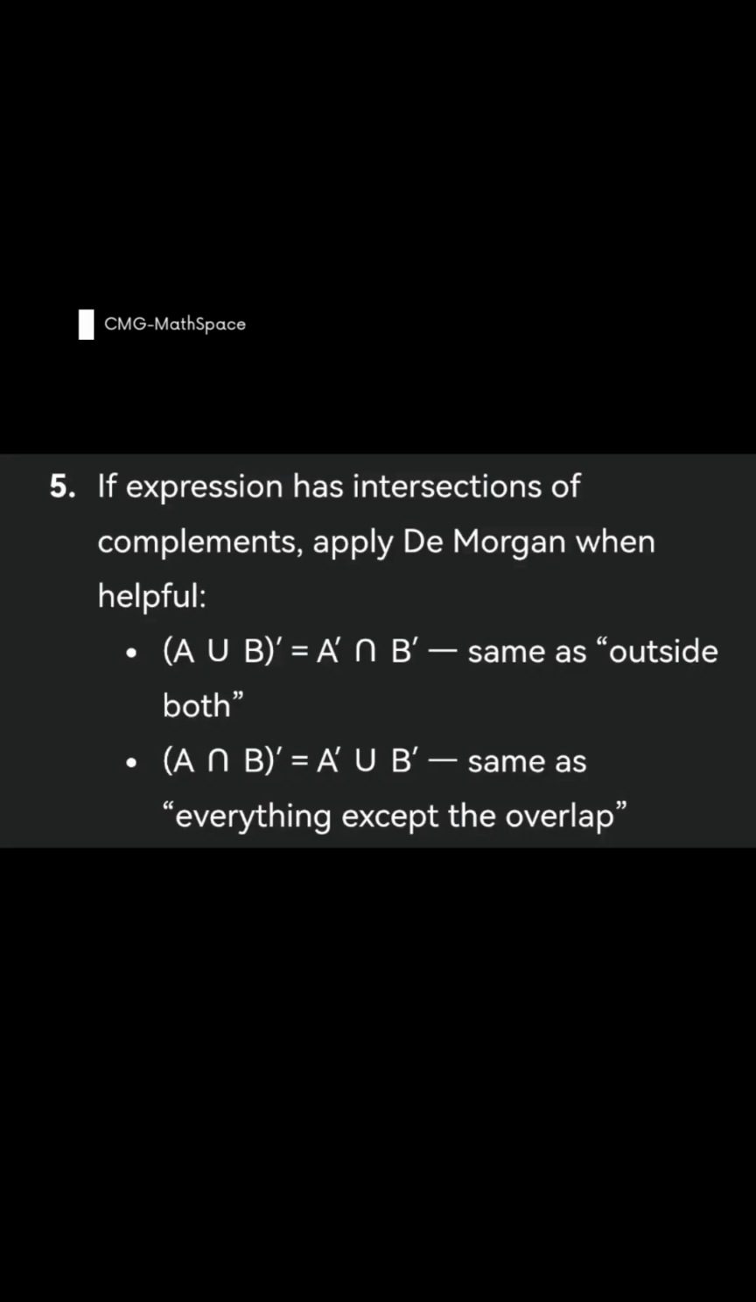Outside both. Outside both. This may still seem abstract, but in practice, we'll be showing you the circles, the areas of the regions of the Venn diagram. So don't worry. Now the second formula is A intersection B complement, which is also expressed as A complement union B complement, right? Same as everything except the overlap. So we'll show you diagrams later.